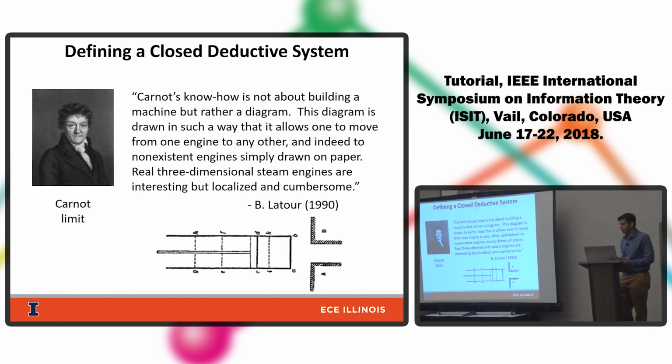Bruno Latour is a sociologist of science, and in describing Carnot's work, what he said was, Carnot's know-how is not about building a machine, but rather a diagram. This diagram is drawn in such a way that it allows one to move from one engine to any other, and indeed to non-existent engines simply drawn on paper. Real three-dimensional steam engines are interesting, but localized and cumbersome. Right? This emphasizes the point that if we can draw a diagram of an engine or of a computing system, then we can prove these limit theorems and really understand fundamental properties of them.